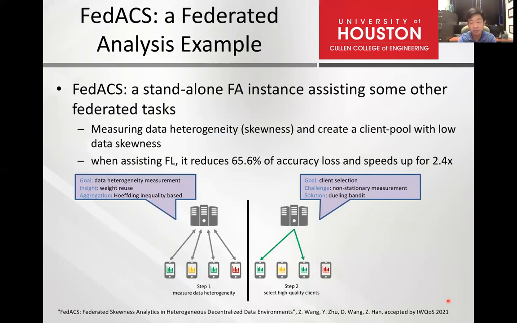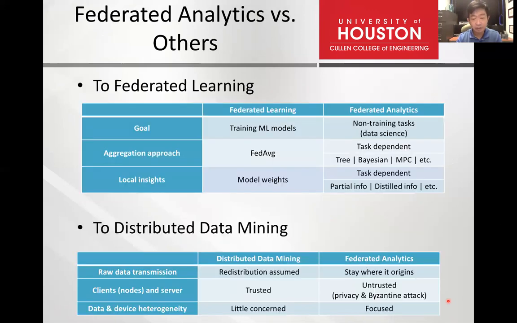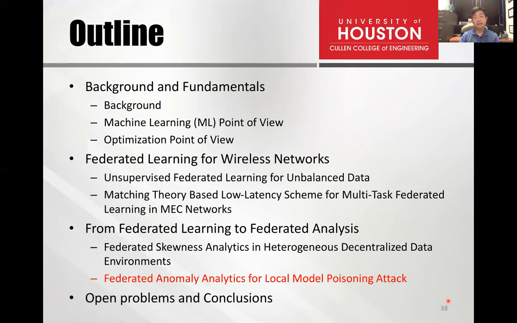So here is a paper published at IWQoS, FedACS, a standalone federated analysis instance that assists some other federated task. Basically, we measure the data heterogeneity or skewness and create a client pool with low data skewness. When assisting with the federated analysis, we can reduce accuracy loss by 65% and also speed up 2.8 times. So here the federated analysis is used for distributed data mining. And this is the first example.